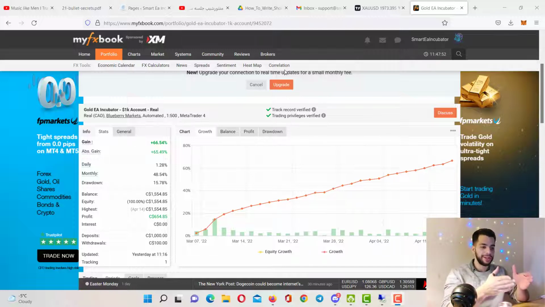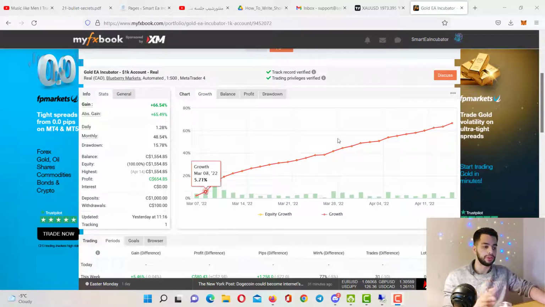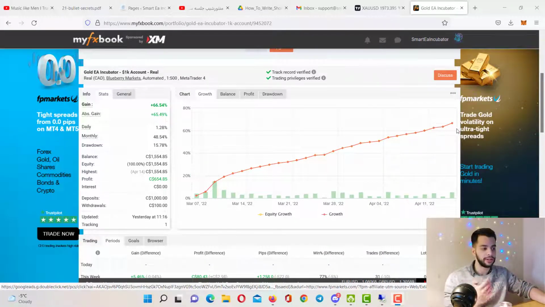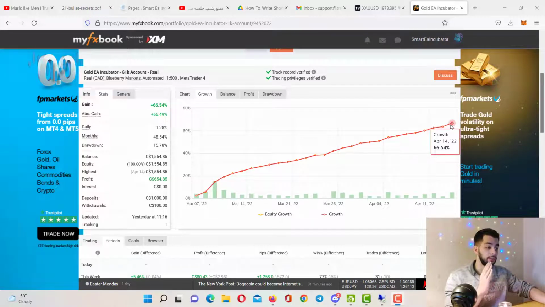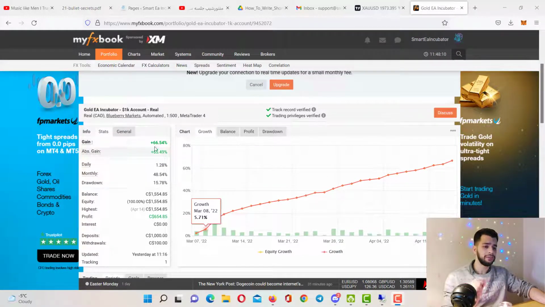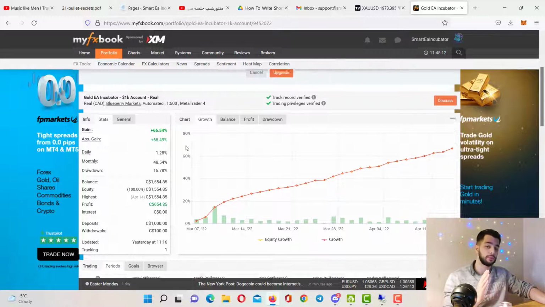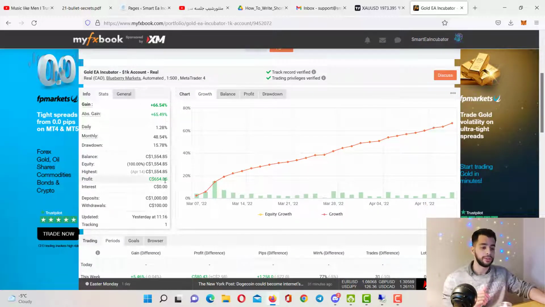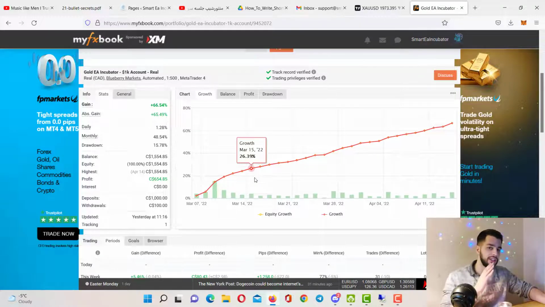So what you're seeing right now is Gold Incubator. This is my EA that I started running a few months ago, but this is a brand new account. As you can see, we started on March 7th and today's date is March 16th, which is Saturday, but the last trading day was the 14th. And we've gained over 66.54% in profit on a brand new $1,000 account, which is $654 profit, completely hands-free. I personally didn't touch it at all. I was just waking up in the morning, seeing my profits, and then I'm done for the day.